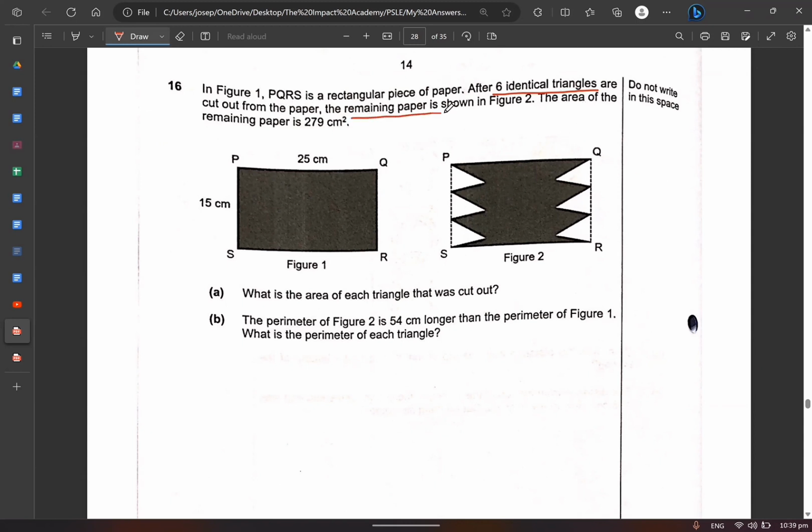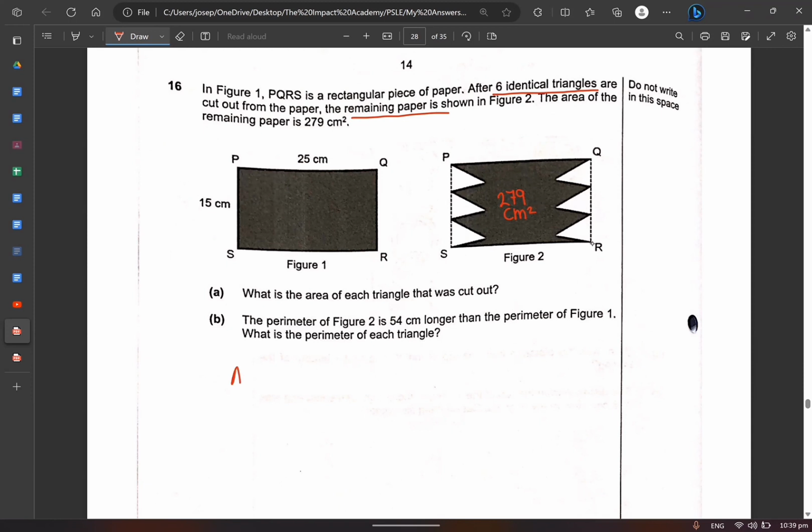Now, they show you that the remaining paper is in figure number 2. The area of the remaining paper is 279, which is extremely important, so you might want to note this down as 279. To find out the area of each triangle, I will just have to find the area of figure 1, which is the whole paper, minus away the area of the remaining paper. That will give me the area of the 6 triangles.